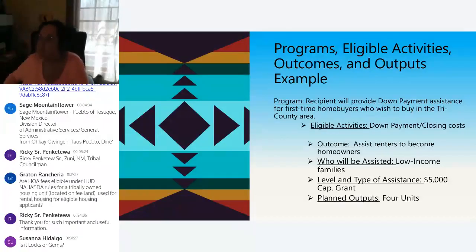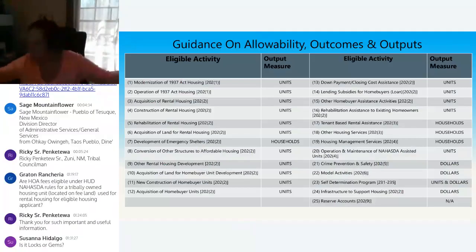Who's going to be assisted? Well, we're going to assist our low-income families. The level and type of assistance, it's a $5,000 cap, and it's going to be a grant. I was trying to stay under the useful life requirements. $5,000 isn't enough sometimes, so I think we upped it to 10. But planned output, we're going to try to do 4 units the first year. Okay, so that was an example.